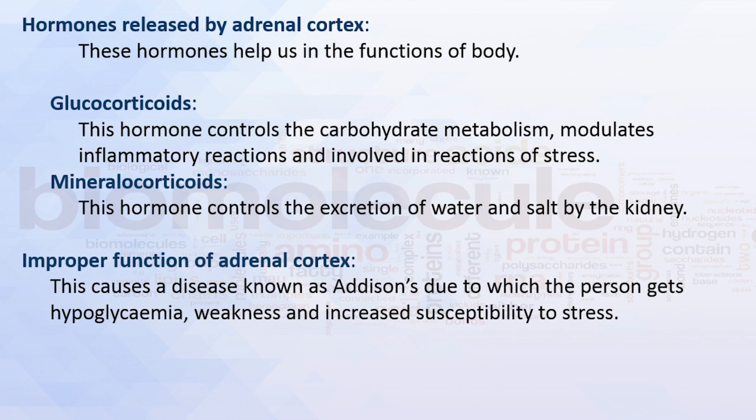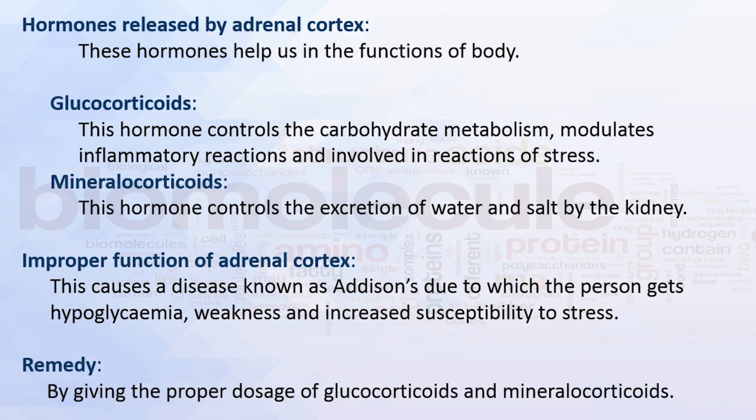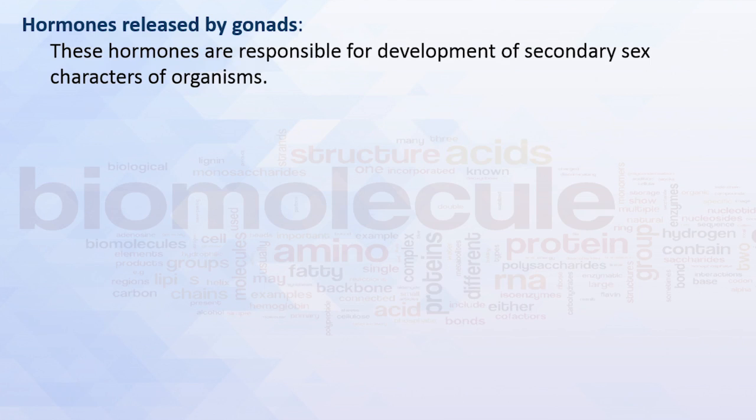Improper function of adrenal cortex. This causes a disease known as Addison's, due to which the person gets hypoglycemia, weakness and increased susceptibility to stress. Remedy: by giving the proper dosage of glucocorticoids and mineralocorticoids.